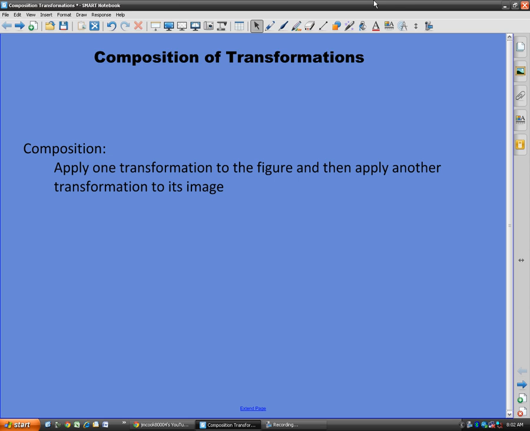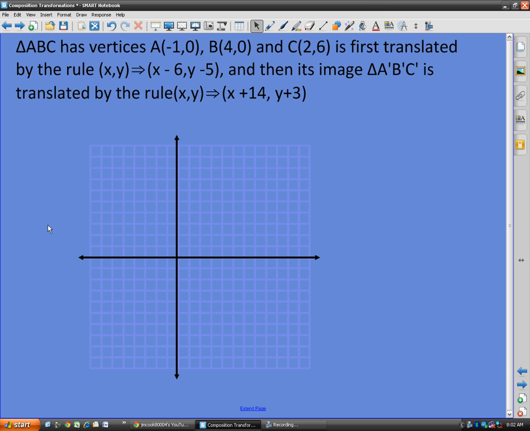So let's do an example here. In our first one we have the vertices. We have the point (-1, 0), so back 1, up 0. We have (4, 0), so over 4, up nothing: 1, 2, 3, 4. And then finally we have (2, 6). I think I counted wrong. 1, 2, 3, 4, 5. I did, so that point should actually be right there. If I connect these, this will be my starting triangle ABC.